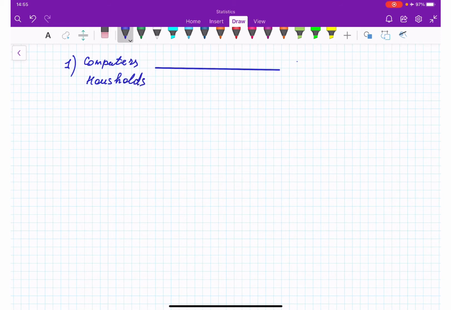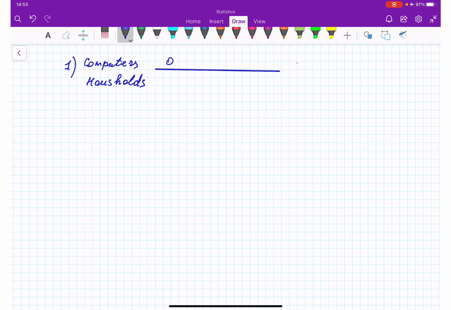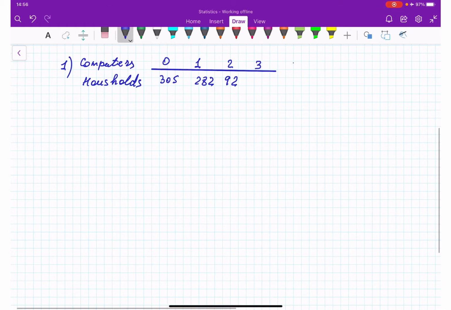How many households have 0 computers? 305 households. 1 computer has 282 households. 2 computers have 92 households. 3 computers has 19 households. Well, you can solve this problem in Excel, and I will record how to solve it in Excel, but nevertheless, solve by hand with a calculator or piece of paper and pencil.